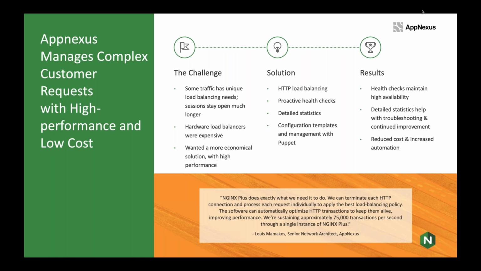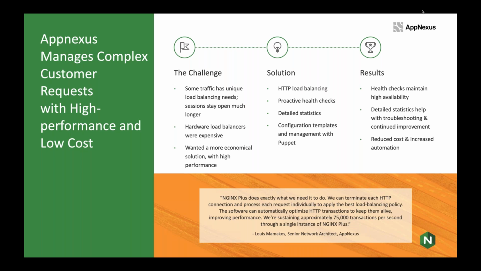AppNexus actually considered HAProxy and Apache as a reverse proxy, but it had concerns about multi-threading performance and multi-core machines. AppNexus did choose NGINX Plus for high-performance HTTP load balancing, as well as its proactive health checks and the detailed statistics that you can get from NGINX Plus, from the dashboards, or even by pulling it from an API call and pulling that into other applications and systems.